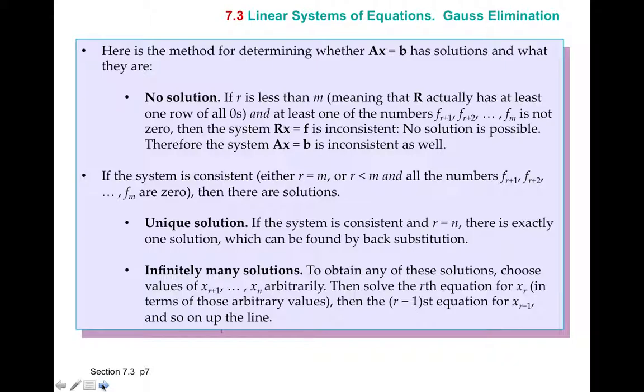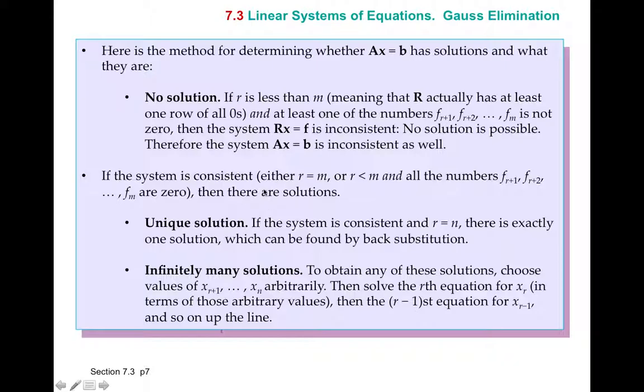So here's the method for determining whether some system of equations AX = B has solutions and what they are. It's not going to have a solution if R is less than M, which means when you reduce this to row echelon form, your matrix R will have at least one row of all zeros, and at least one of the numbers, in other words, at least one of those column numbers on the right is not zero. Then the system Rx = F is inconsistent and we don't have a solution. So that would mean AX = B is inconsistent as well and also does not have a solution.